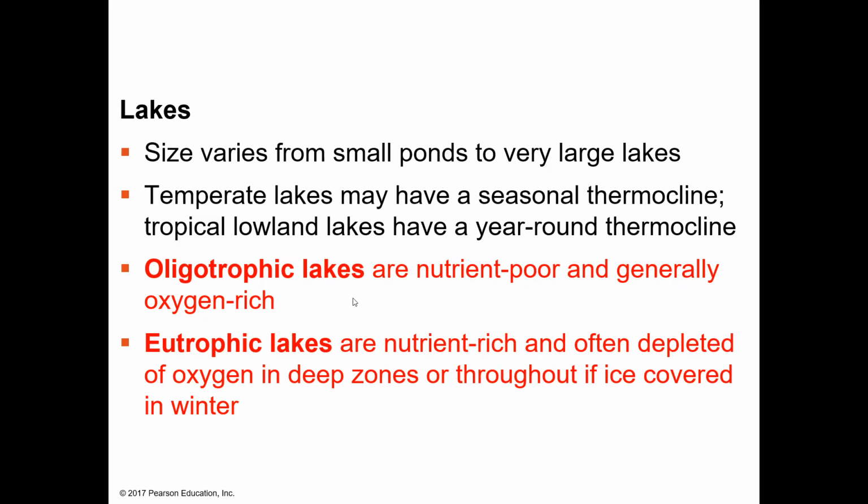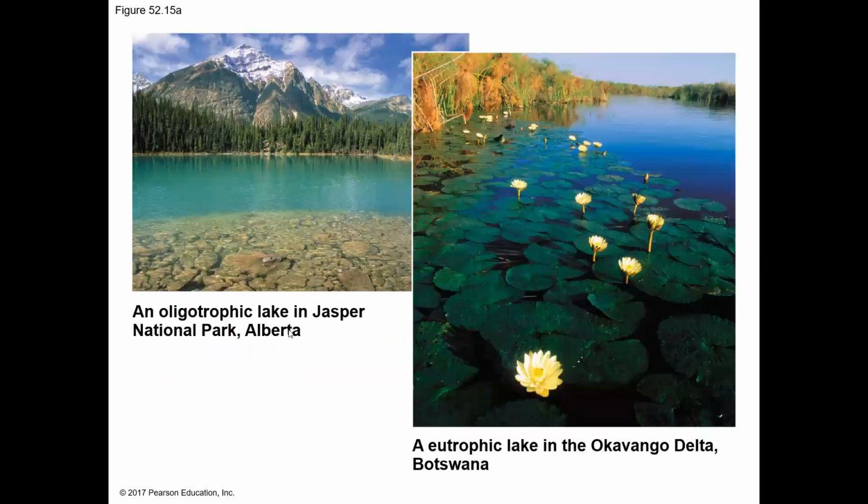Two different types of lakes, oligotrophic versus eutrophic. Oligotrophic lakes, nutrient poor and generally oxygen rich. Eutrophic lakes, nutrient rich and often depleted of oxygen in the very deep zones, or could be depleted throughout if it's covered in ice in the winter.